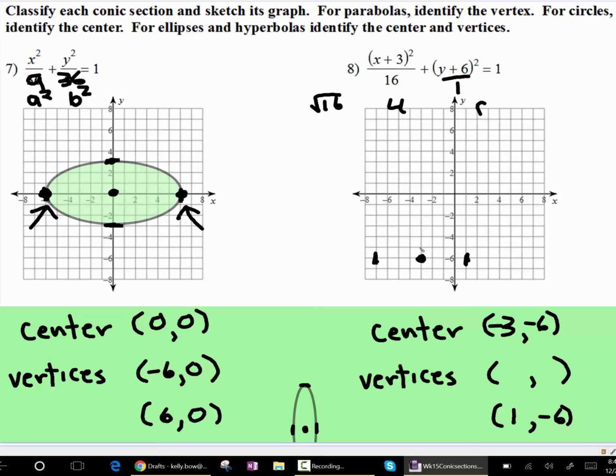And the square root of 1 is 1. We're going to go up 1 and down 1. And then you're just going to, and I rotated that one again. It's going to look just like that. And then you're going to have to remember to name those vertices.